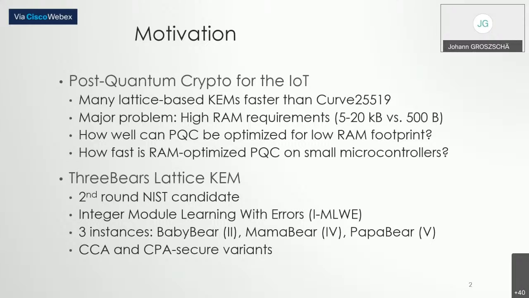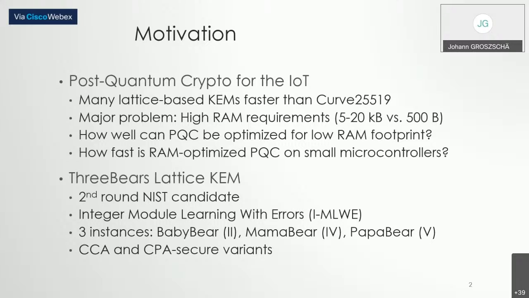And there exist already a lot of benchmarking results that have been collected in the course of the NIST post-quantum project. And when you look at these benchmarking results, there is good news and bad news. The good news is that there are many lattice-based KEMs that are faster than, for example, Curve25519, when we use Curve25519 as a typical example for a pre-quantum crypto system.